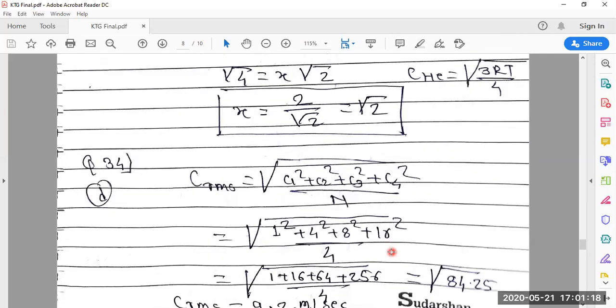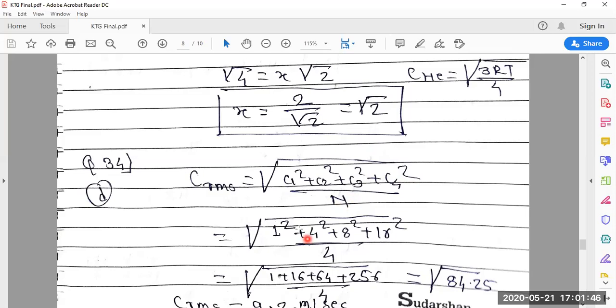Four molecules of the gas having speeds 1, 4, 8 and 16 meters per second. The root mean square velocity of the gas molecules is given by the equation: the square root of (C1 squared plus C2 squared plus C3 squared plus C4 squared) upon N. This is the equation of RMS velocity for the four molecules, where capital N is the number of molecules.